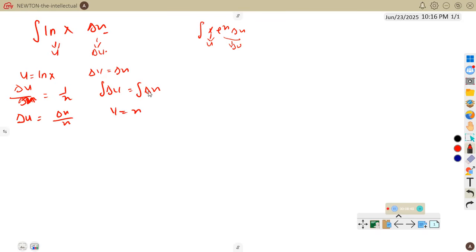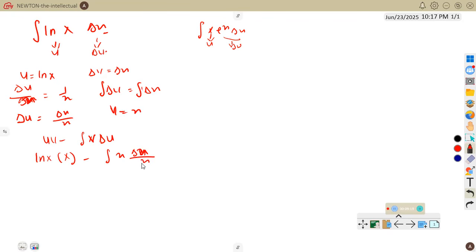Because when you find the integral of 1, you just get x, but this one now we're having dv, so that's why we get v for this side, right? So now we just apply our formula, uv minus the integral of v du, right? So our u is what? Natural log of x. Our v is what? x, then minus the integral, v is x, then du is what?